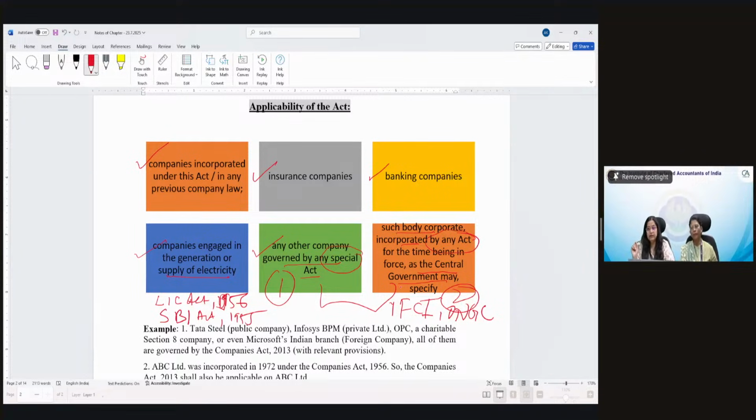If you have to write an exam, you have to write the provisions of the act shall apply to number 1, companies incorporated under this act or under any previous law. Then the second point would be insurance companies, and like this is the way you have to write it. Okay. You cannot just make the diagrams. This is for your ease.